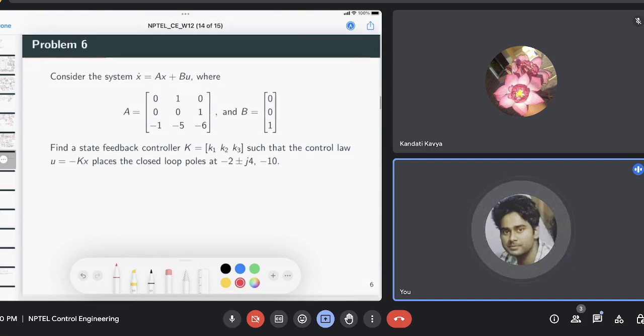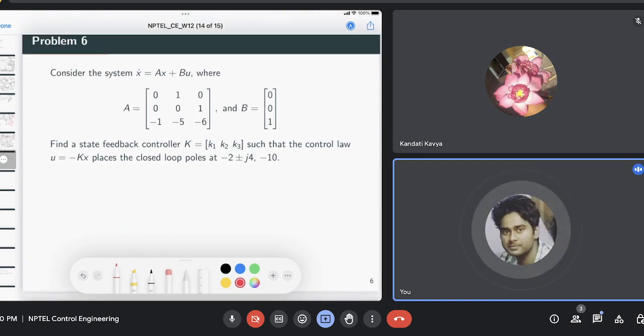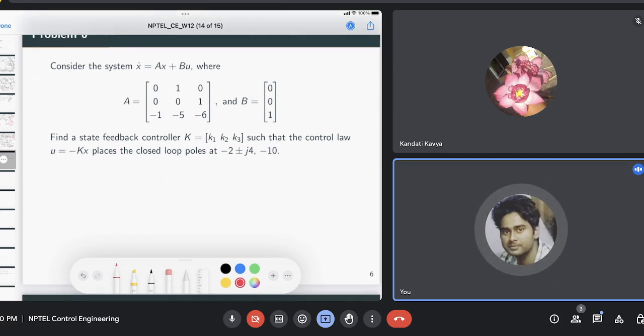Now you see that we are given a state space model here, a three-dimensional model, and it is already in the controllable canonical form. So what happens in the controllable canonical form? We will see that the design process will be very easy. We will just see that.